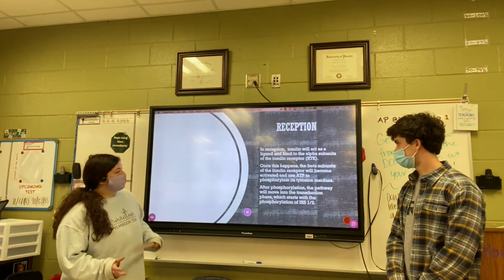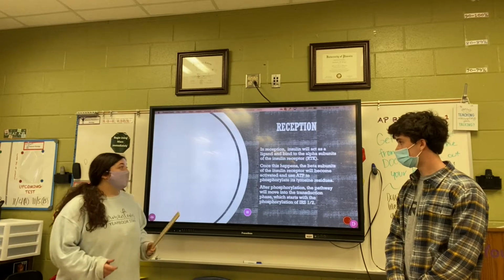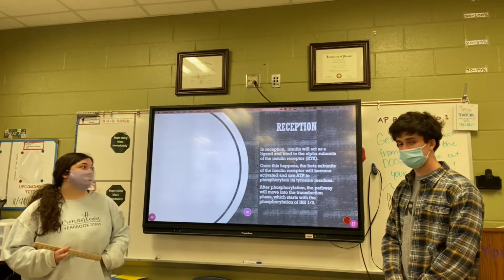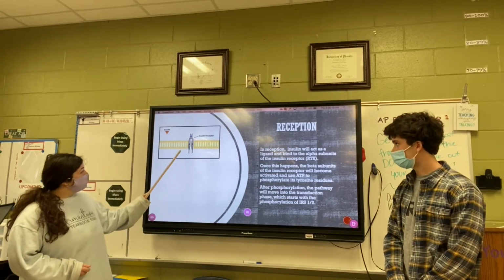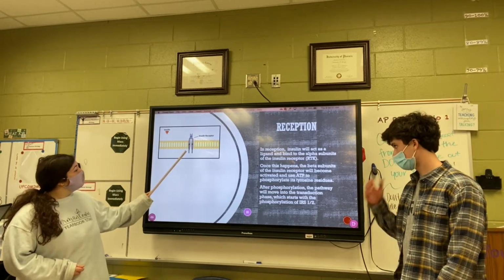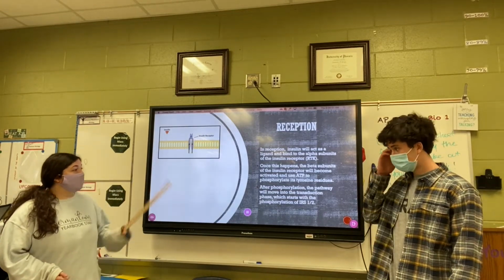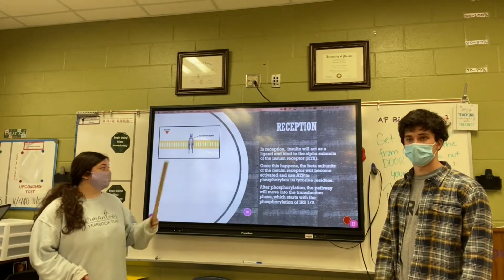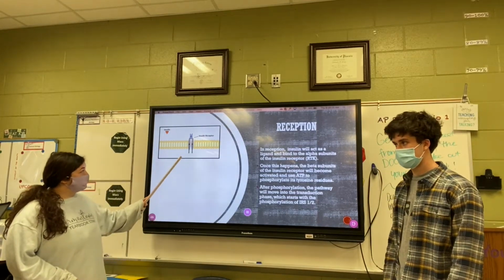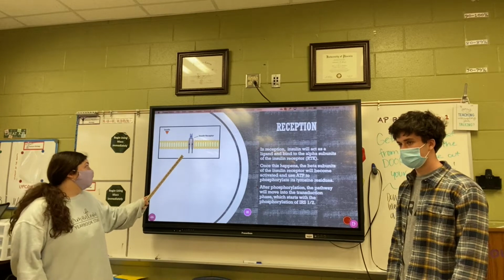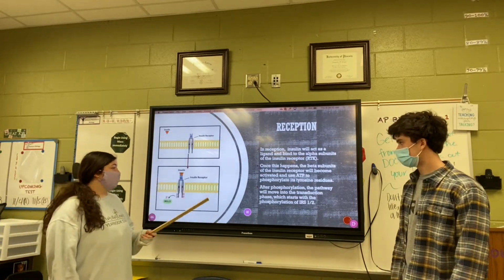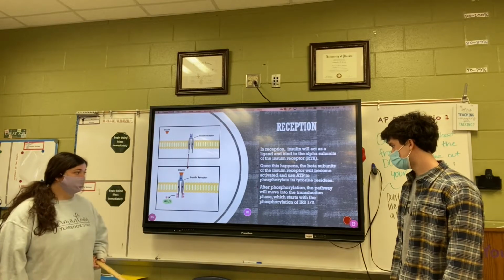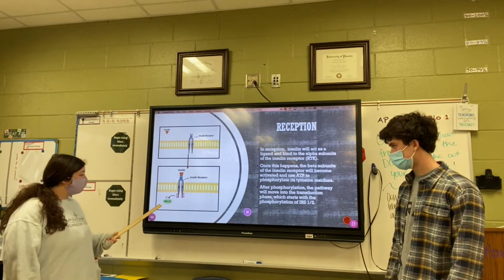At the beginning of reception, insulin will act as the ligand and bind to the alpha subunits of the insulin receptor, which is the RTK. Once this happens, the beta subunits of the insulin receptor will become activated, forming a dimer, which creates a conformational change in shape, and the use of ATP to phosphorylate its tyrosine residues. After phosphorylation, the pathway will move into the transduction phase, which starts with the phosphorylation of IRS1 and 2.